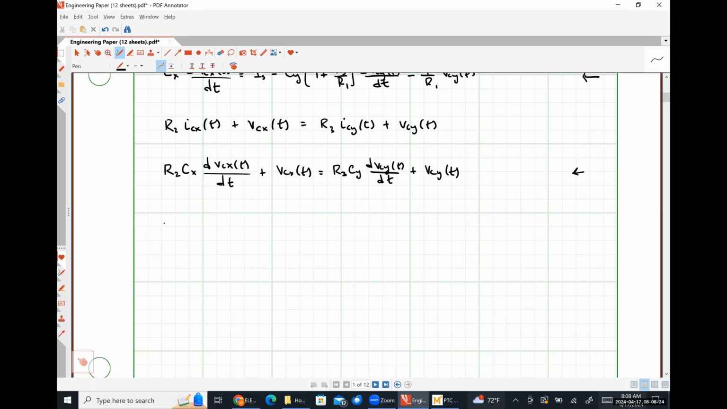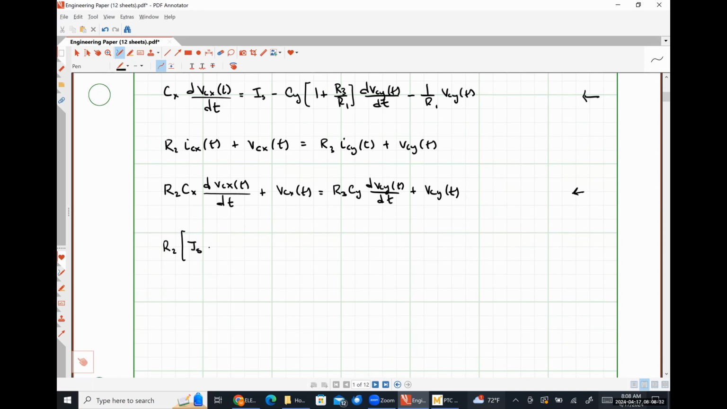So let's do that really quickly. So I have R2 times IS minus CY 1 plus R3 over R1 dVCY by dt minus 1 over R1 VCY plus VCX is equal to R3 CY dVCY by dt plus VCY.